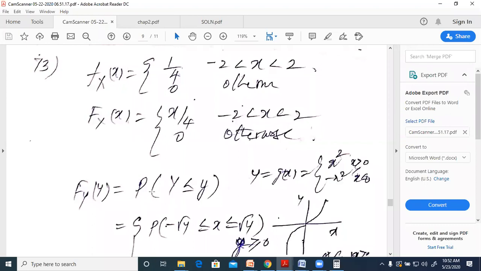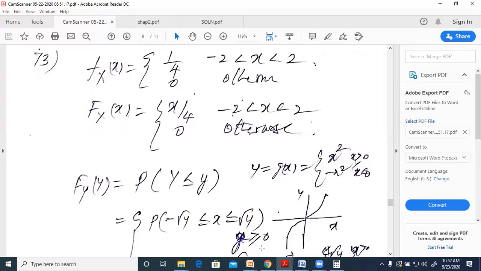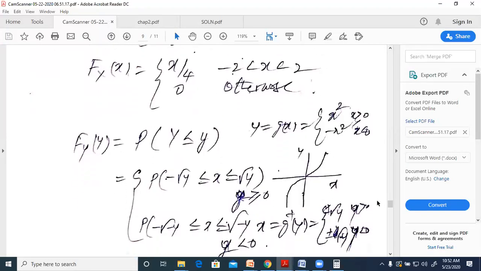So F(y) will be P of Y less than y, and this is nothing but, in terms of x, because we have these two quantities, y is equal to g(x) equal to x squared for x greater than 0, and minus x squared for x less than 0. For negative values of x here and positive values of x here. So if you take that, then we'll get it as minus root of y less than x less than or equal to root of y. This will be the range over there, and the graph for that will be something like this.